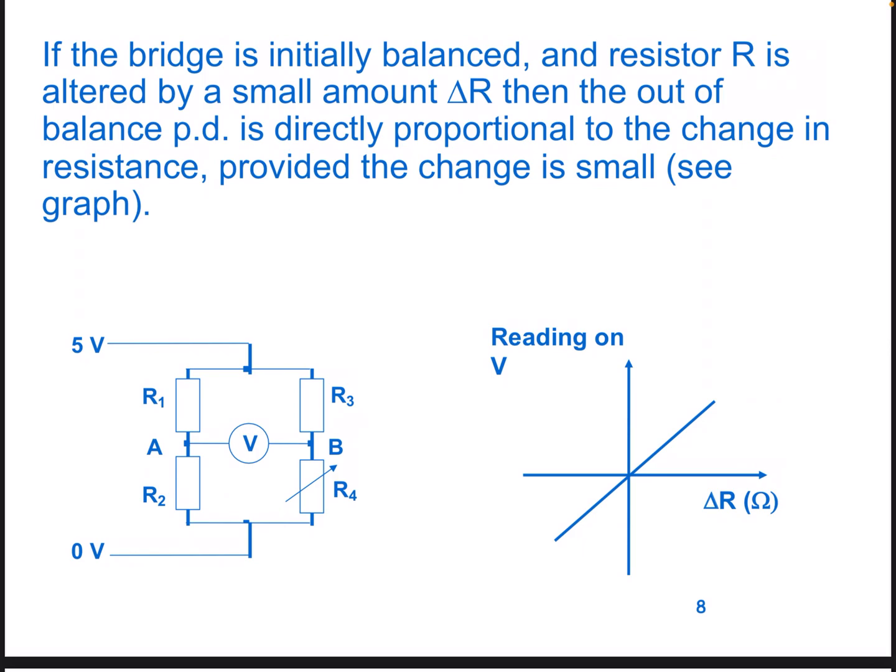But what you have to remember though is that the difference is the same. The difference of the resistance is the same as the difference in the voltage. Okay, so as long as it's only changed by a small amount, then the out of balance potential difference is directly proportional to the difference in the resistance.